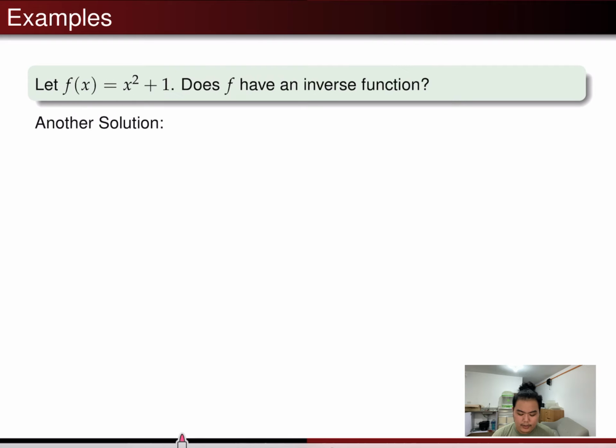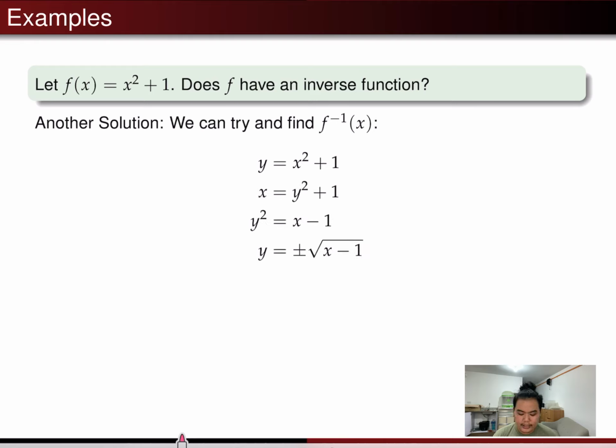Okay, for example, we have x squared plus 1. Does f have an inverse? So another way of doing it, kanina pinakita natin na this is not 1-to-1. Therefore, wala siyang inverse function. And another way of doing it is that you interchange the roles of x and y again, and you solve for y. Pag sinolve mo yung y, you get plus minus square root ng x minus 1. And the last equation does not represent a function.